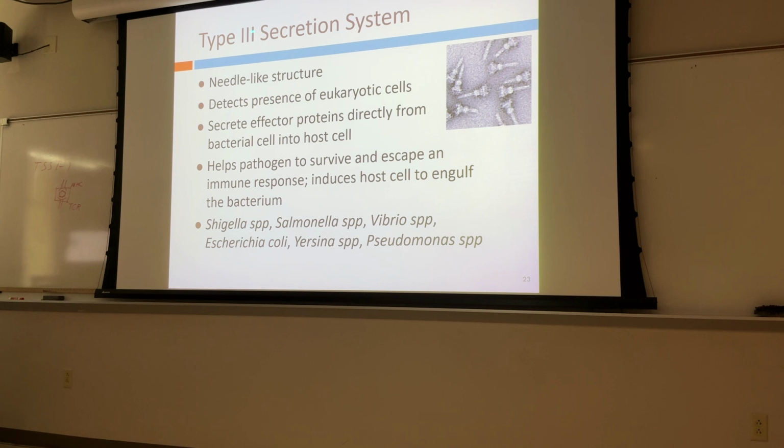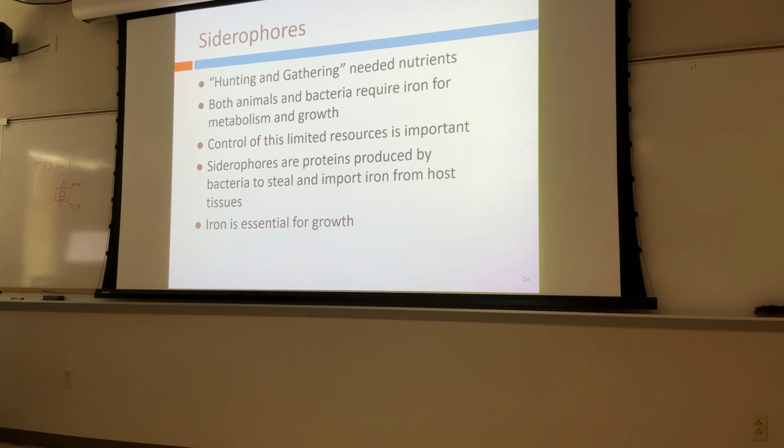There's another one called type 6 that uses a structure somewhat similar to this. However, instead of injecting from a bacterial cell into a host cell, like one of your cells, it can inject from a bacterial cell into another bacterial cell. So they can use type 6 secretion systems for competition to kill other bacteria. Similar kind of concept. The type 3 is used to inject things into our cells.